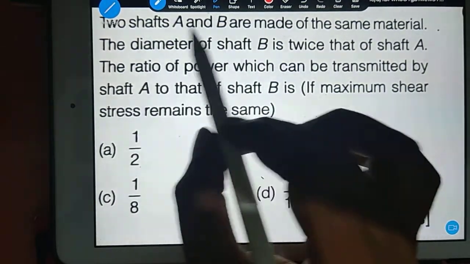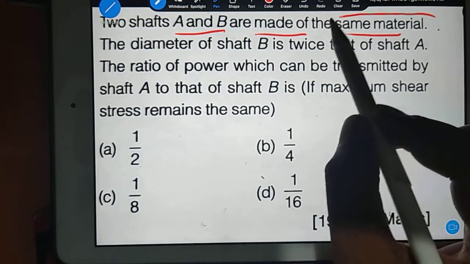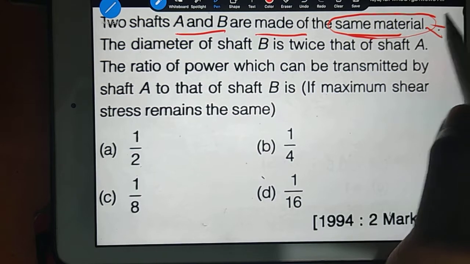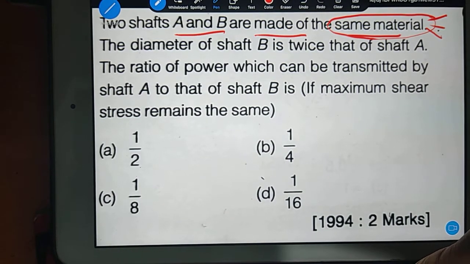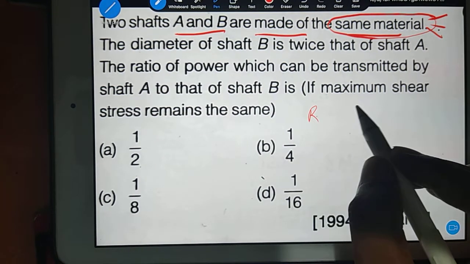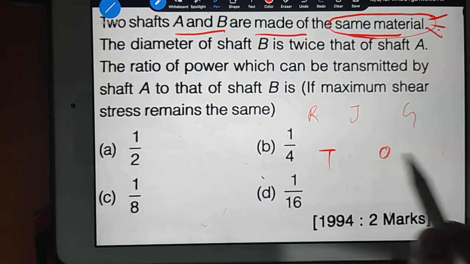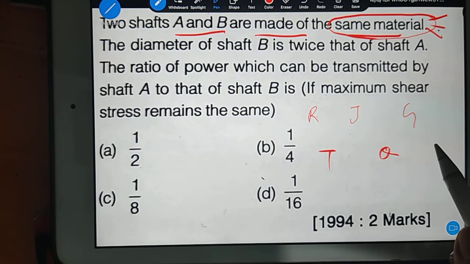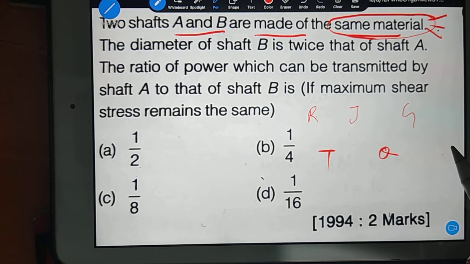So two shafts A and B are made of the same material. Now you see why they have written same material here. If they are writing same material, which property will be the same, guys? Tell me. Radius will be same, or J will be same, or G, or T, or what will be the same, or theta, what will be the same? Tick on my screen. Which property will be the same if the material is the same?